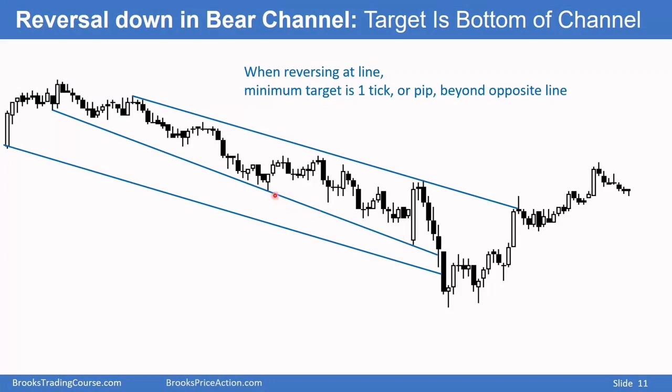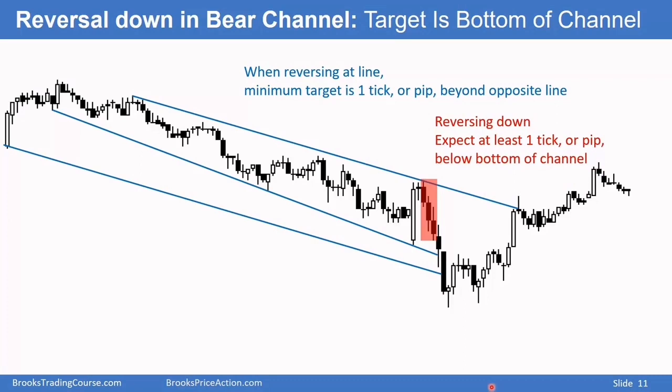Different ways to draw the bottom of this channel. In any case, if the market is reversing up from the bottom of a channel, what's the minimum target? Well, the minimum target is for the market to go at least a little bit above the top of the channel. We're reversing down from the top of the channel. Minimum target is at least a little bit below the bottom of the channel. Different ways to draw the channel, so here, maybe here. The target was reached here. We got a little bit below the bottom of the lower line.